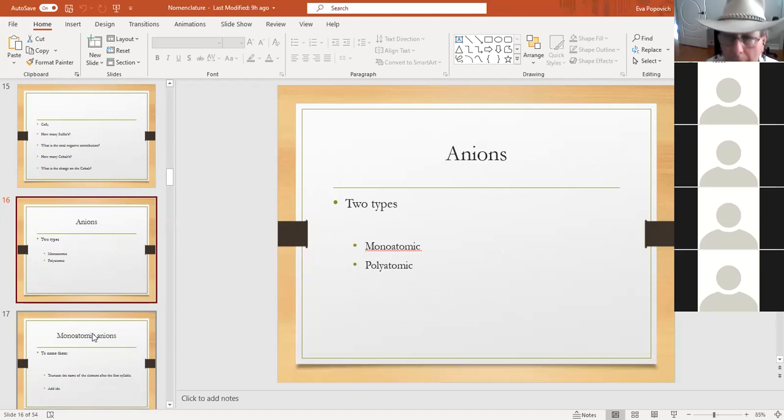Fe2S3. There are 3 sulfurs there, but it's only sulfur that makes up that anion. Only 1 type of element. So if there's only 1 type of element, it's monoatomic. If it's polyatomic, that means that there is more than 1 element that makes up that anion.